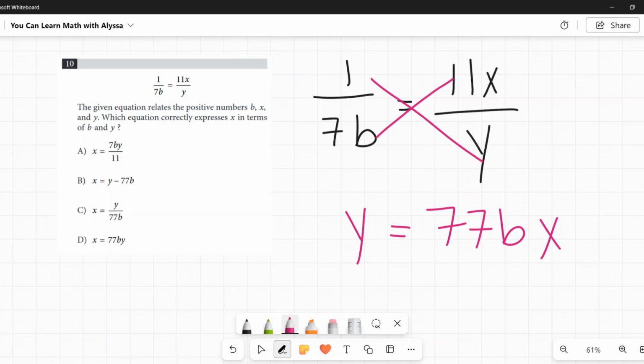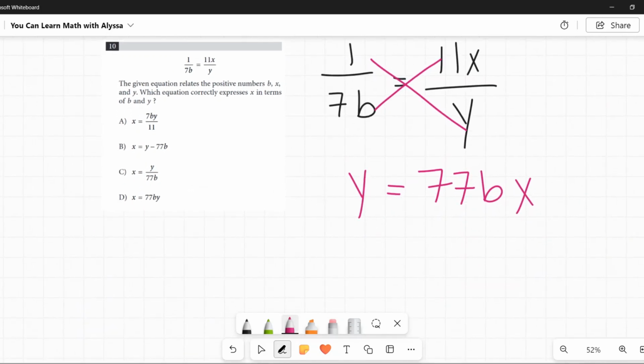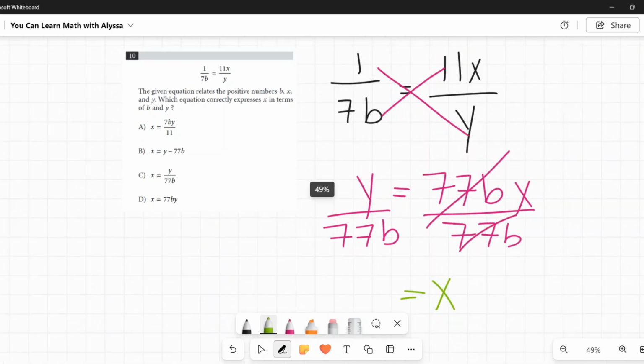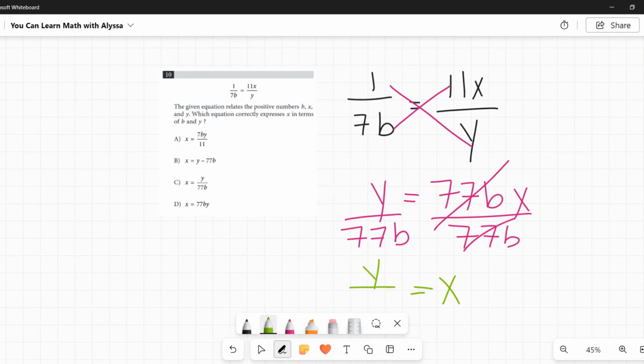Now remember, we want x all by itself. So what is being done to x? x is being multiplied by 77b. So we need to divide by 77b. And we need to do that to both sides because it is an equation. So it's going to cancel those out on the right. And I am left with x equals y over 77b. Now let's look over here and see. Yep, sure enough, there is a match for that. It is C. x equals y over 77b.